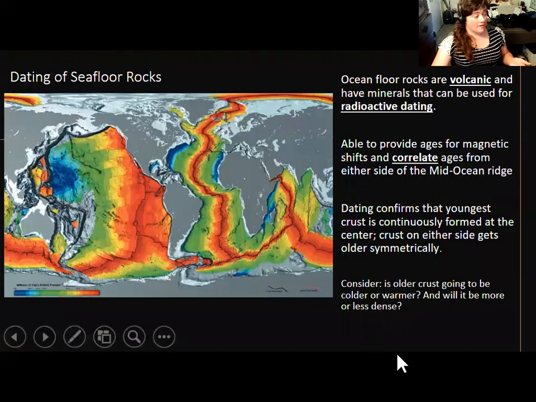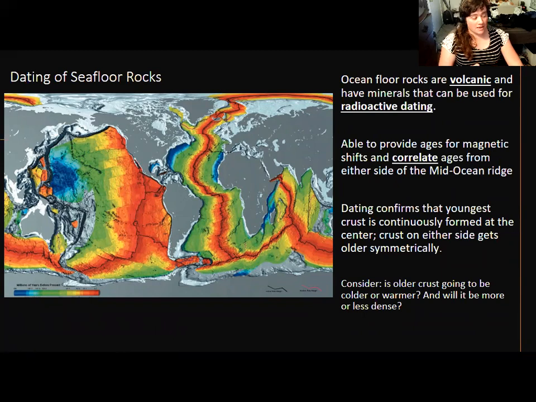But another bit of evidence actually has to do with looking at how old the rocks are, what's called radioactive dating, because the ocean floor rocks, since they're volcanic, have minerals in them where they can actually measure the radioactivity and see how long it's been since they were erupted. And what that's done is they've been able to find that the youngest rocks are close to the center of the system, like at the mid-ocean ridge itself. And as you go farther and farther out, you have older and older rock.